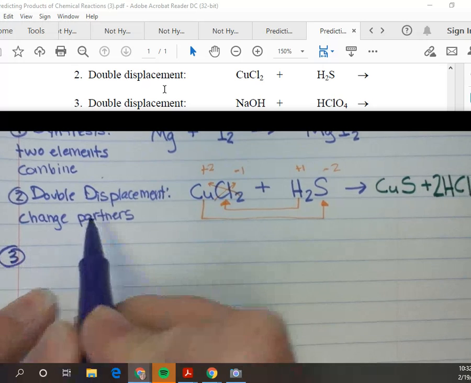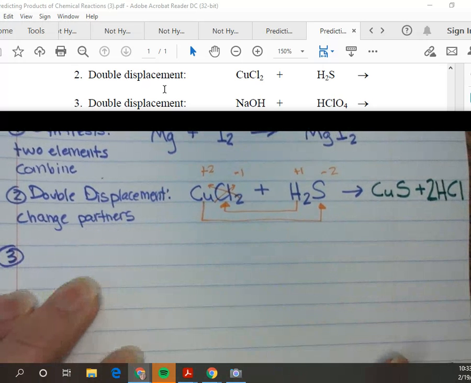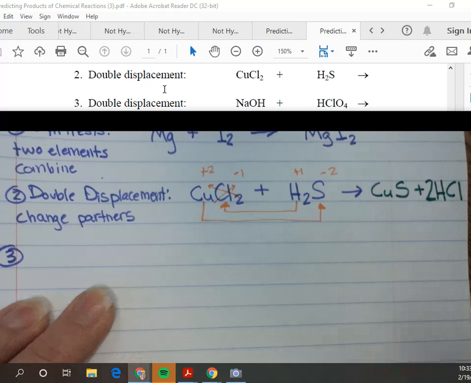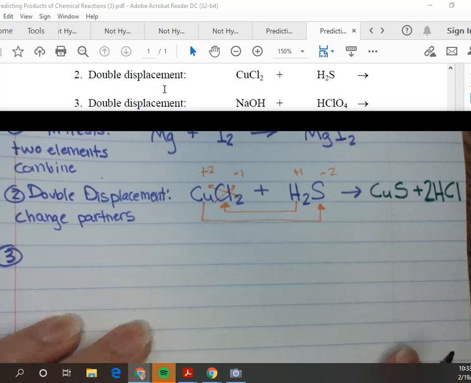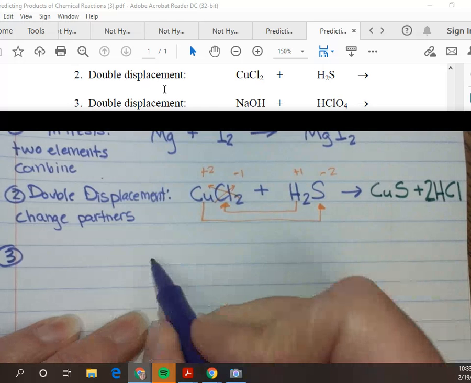We're using that same concept. We're going to change partners. And hopefully you already understood this, but when we look at it, you might be thinking, well, there's three elements there. How do I know what partners are changing? Well, let's write it down and discuss it.